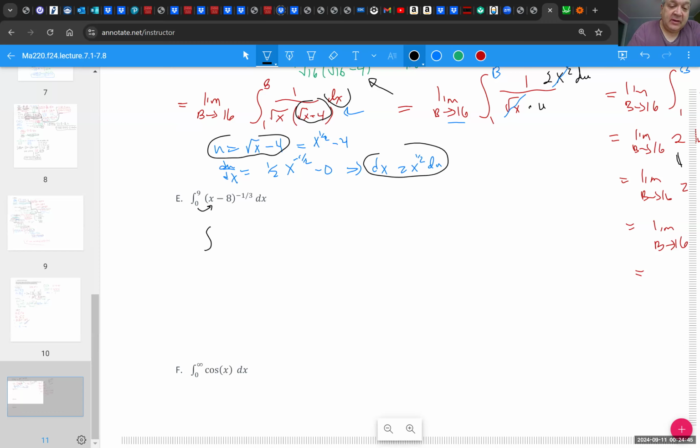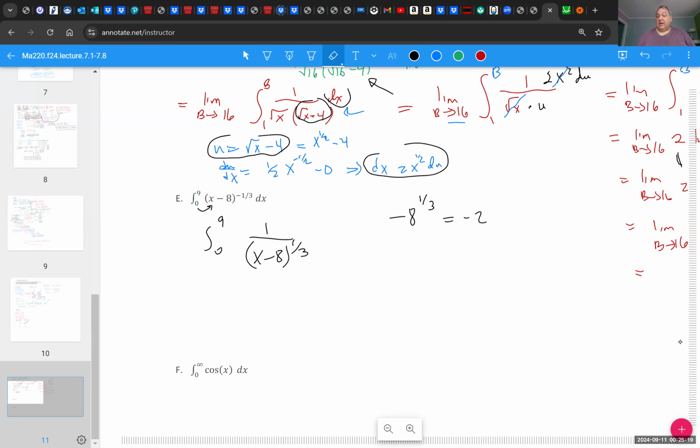I can write this integral as 1 over x minus 8 to the 1/3. And when I plug in 0, I get negative 8 to the 1/3. And negative 8 to the 1/3 is just the cube root of negative 8, which is just negative 2. So that's not undefined. When I plug in 9, I get 9 minus 8, which is 1. And 1 to the 1/3 is fine. There doesn't seem to be a problem. 0 is not a problem. 9 is not a problem.